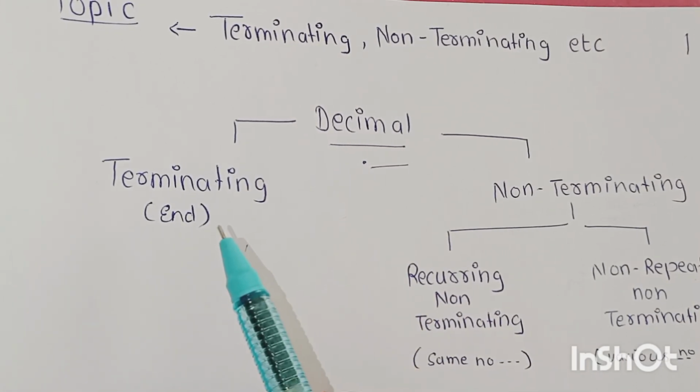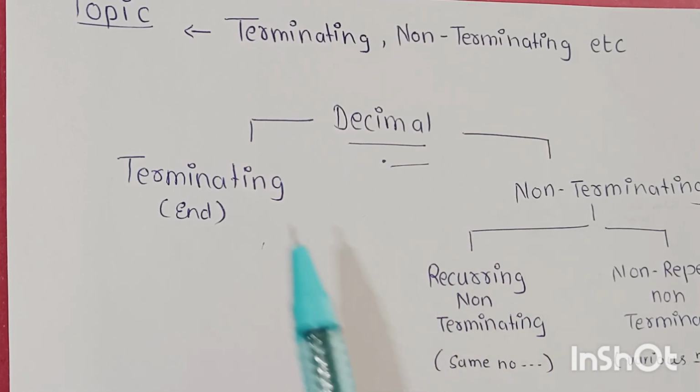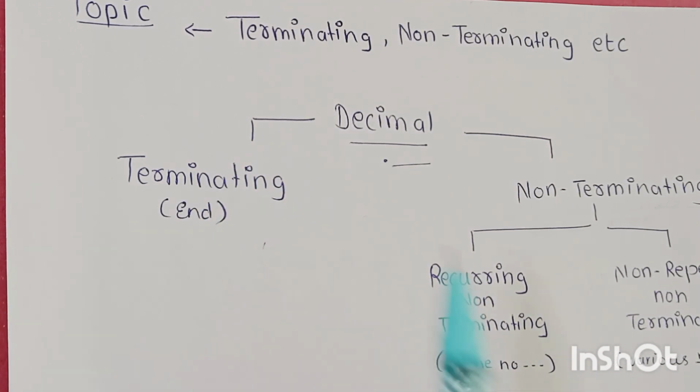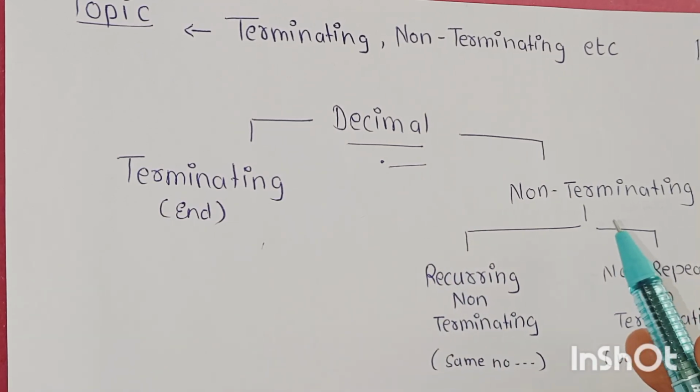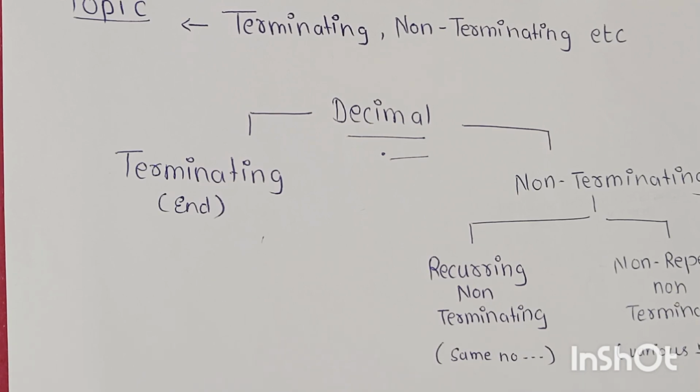Like when we are successfully completing the division of numbers such as 1 upon 4, 2 upon 5, etc. We say that these numbers were terminated because we successfully completed the division and got a decimal number.